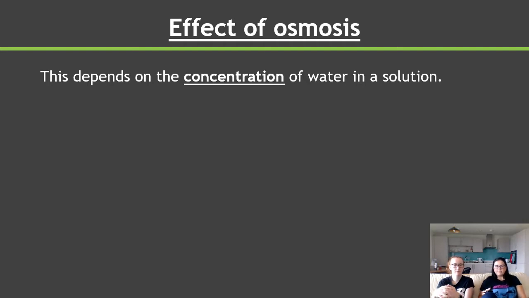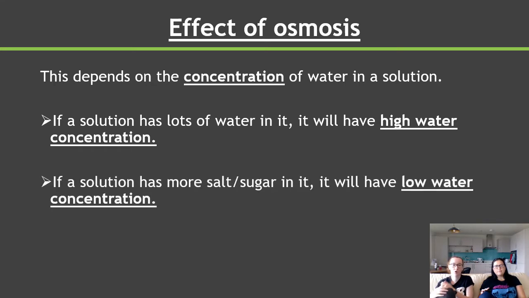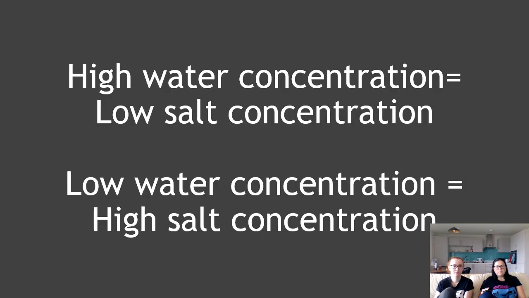The effects of osmosis obviously depend on the concentration of the water in the solution. If it's really, really high water, it's going to be really, really low salt, whereas if it's really, really high salt, it's going to be really low water. You're always thinking, where is the higher water concentration? Where is the lower water concentration? This could very much be told to you in terms of salt or sugar. You have to do that conversion: this is 10% sugar, that means it's going to be 90% water, because the rest is going to be water. So keep that thought in your mind.